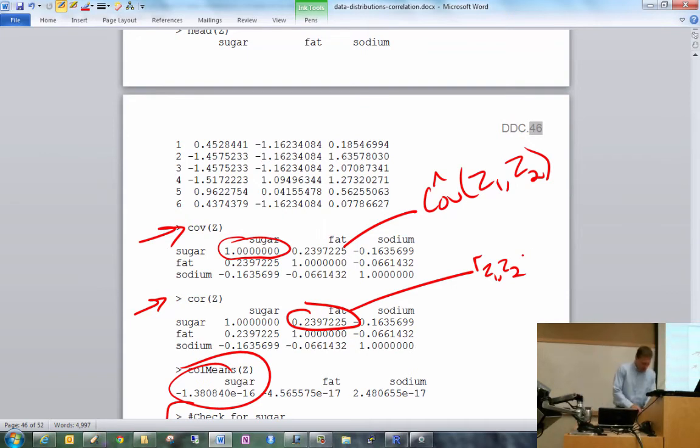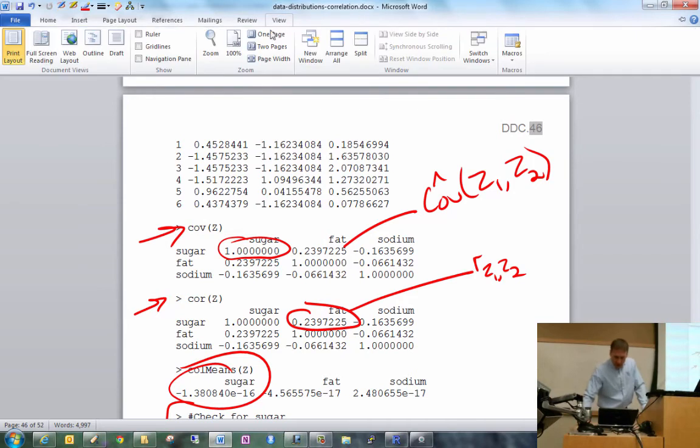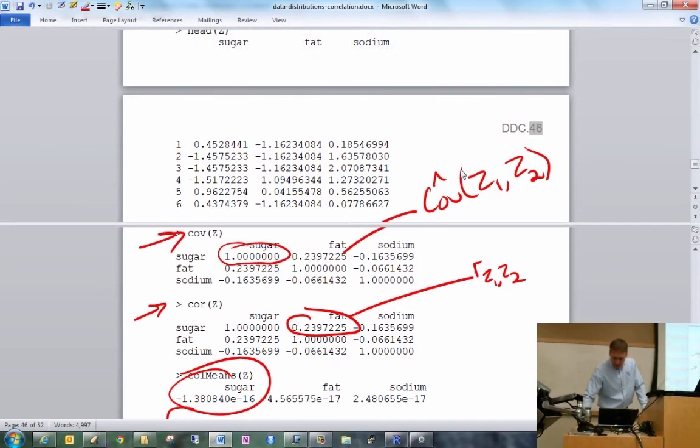Also, something else interesting that happens, I'm going to just flip back here to page 35 real quick. Do a split screen with that.